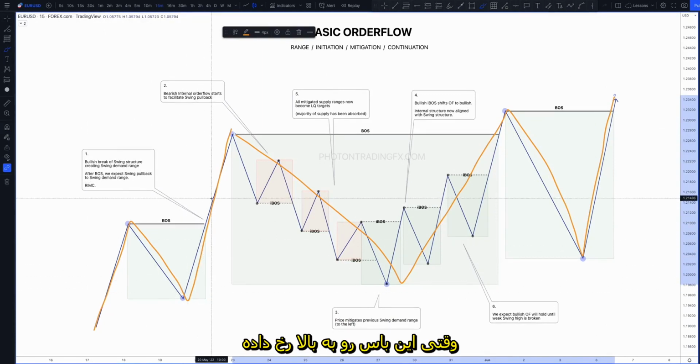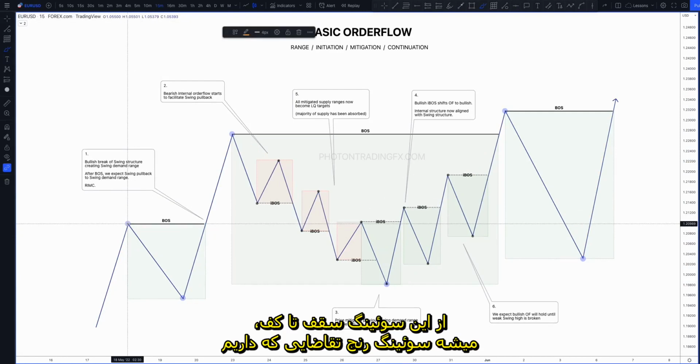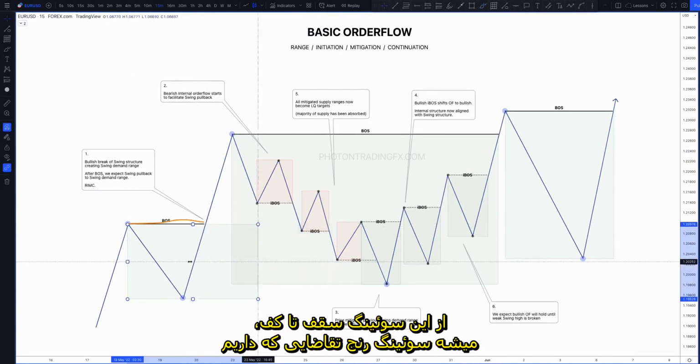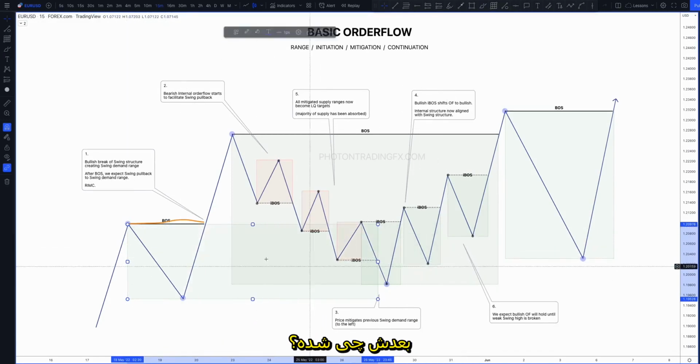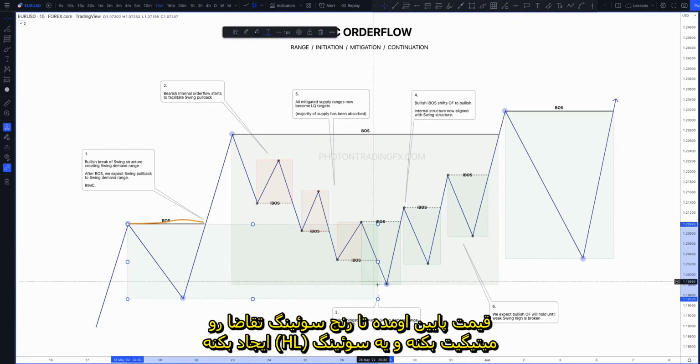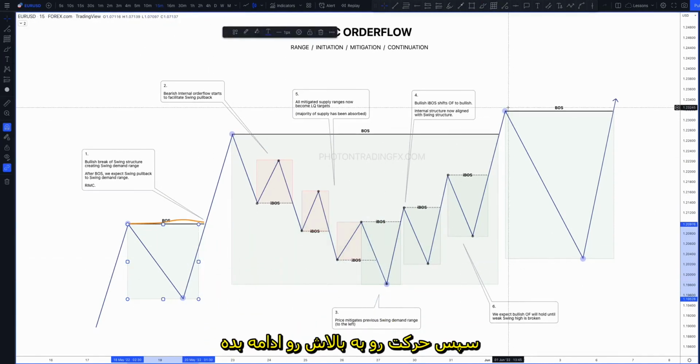Well, when we got that break of structure to the upside, right? I'll get rid of the orange line. From the high across, that here is your swing demand range, right? From this swing high to the swing low, that is your swing demand range. So what happens? Price comes in to mitigate that swing demand range, forms a swing higher low, and then continues the next movement to the upside.